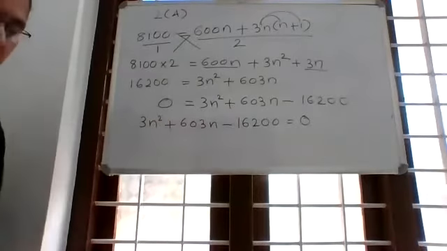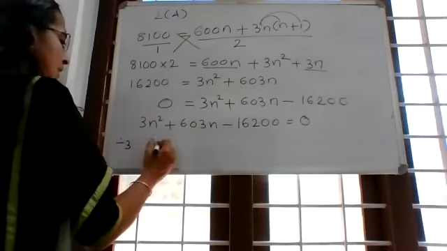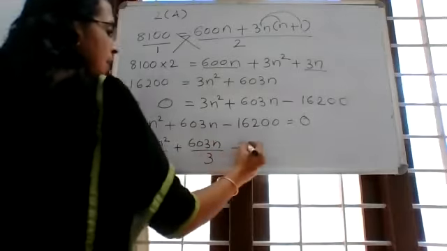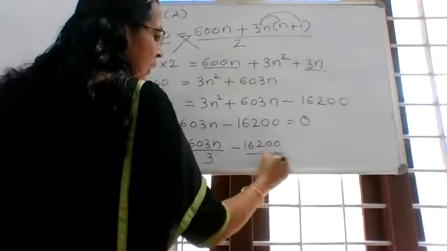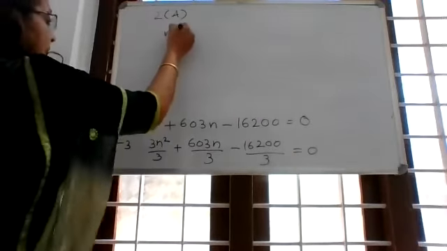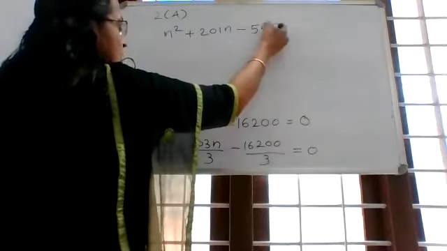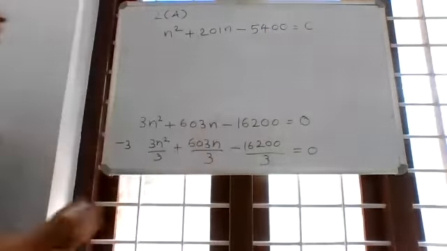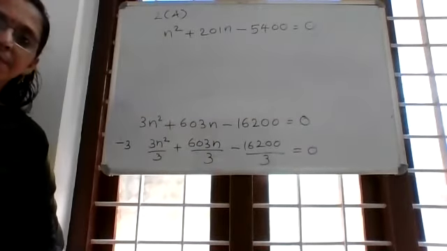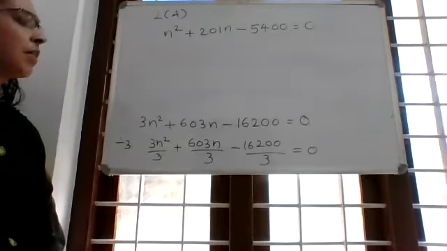So it seems to be divided by what? 3 terms, 3. Check whether it is possible or not. Dividing by 3 is possible. 3n square divided by 3 plus 603n divided by 3 minus 16200 divided by 3 is equal to 0. So what will be? n square plus 201n minus 5400 is equal to 0. Then next step, what we want to do? Splitting middle terms. Ma'am, why are we dividing with 3?